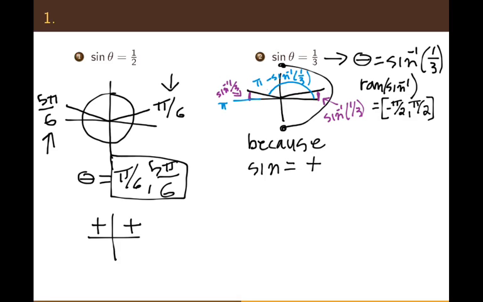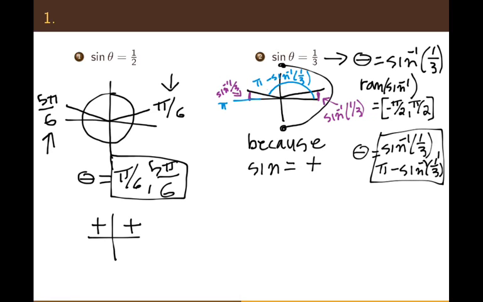Cool? So the solutions to this are theta equals sine inverse of 1/3 and pi minus sine inverse of 1/3. I'm going to box that. There you go, and those are my solutions to that one.